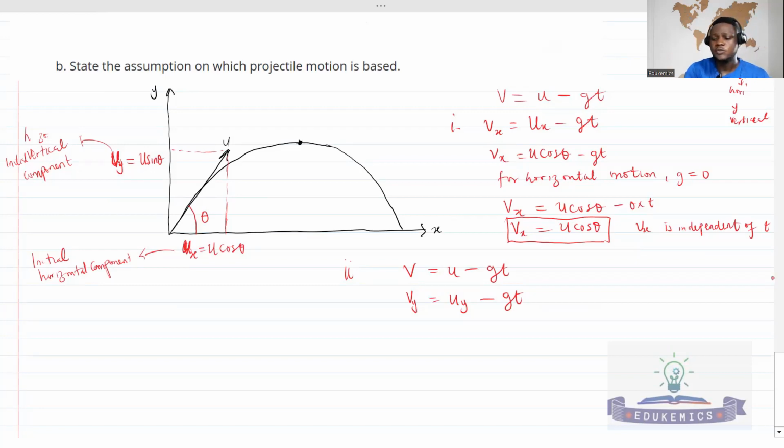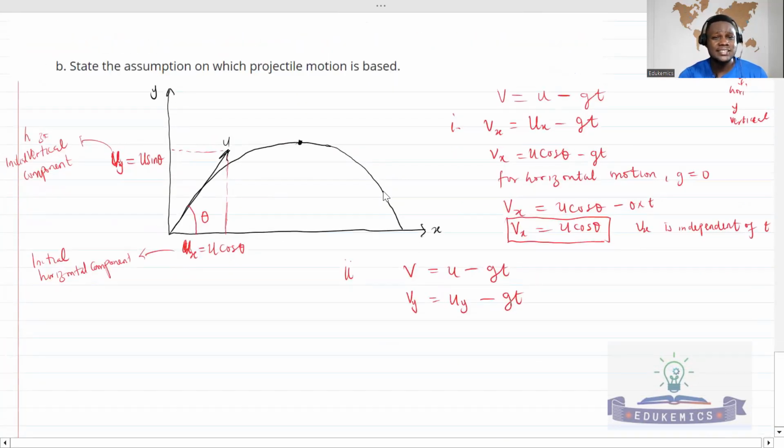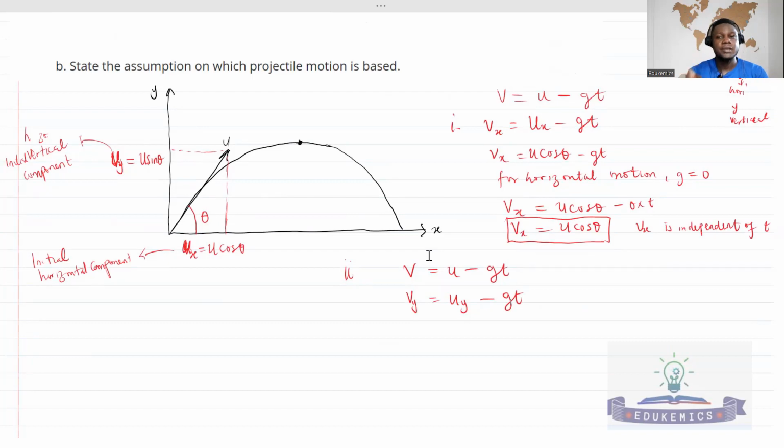So the question is saying that we should prove that the vertical component of the velocity depends on t. What that means is that we are proving that the final vertical component of the velocity depends on t. That means we should have t in the equation. Our final equation must include t. So we have that v equals u minus gt.